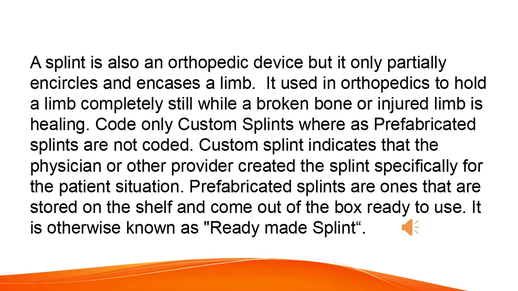Splint Application Part 1. A splint is also an orthopedic device, but it only partially encircles and encases a limb. It is used in orthopedics to hold a limb completely still while a broken bone or injured limb is healing. Code only custom splints, whereas prefabricated splints are not coded. Custom splint indicates that the physician or other provider created the splint specifically for the patient's situation. Prefabricated splints are ones that are stored on the shelf and come out of the box ready to use. It is otherwise known as a ready-made splint.